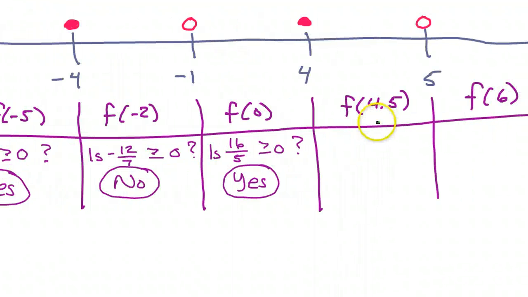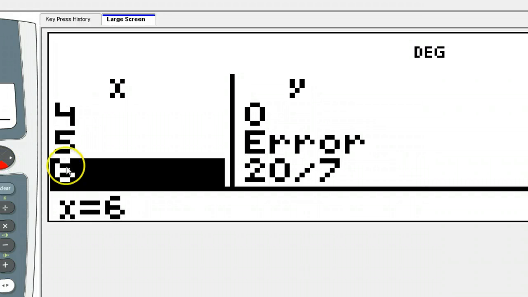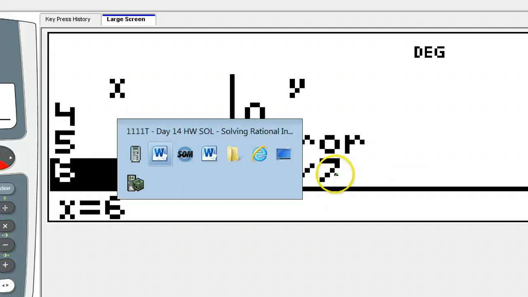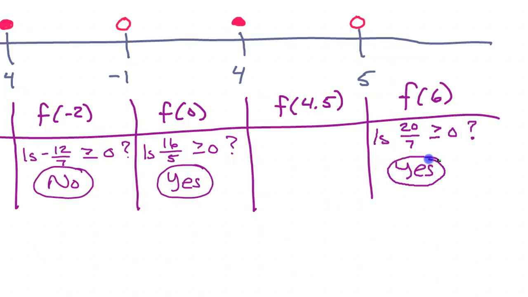And next we need to check 4.5. Actually, I'm going to come back to that one because it's a decimal. I'm going to skip over to 6. Value at 6, scroll down: 27ths. Is 27ths greater than or equal to 0? Yes it is. It's a positive number, and all positive numbers are greater than 0.